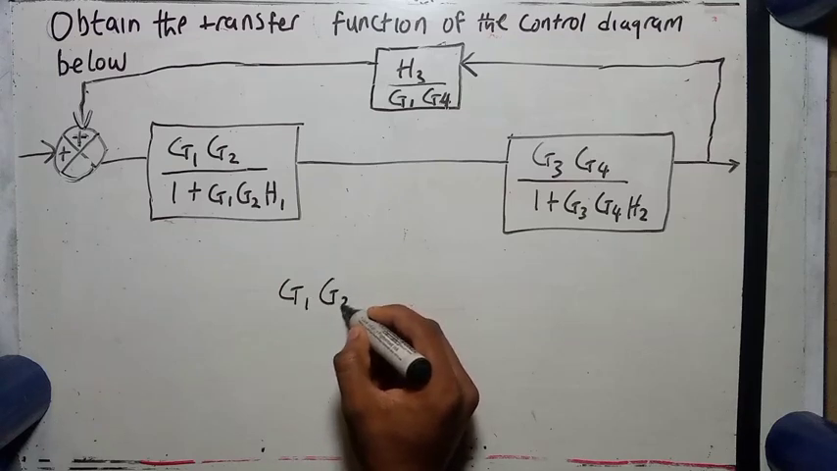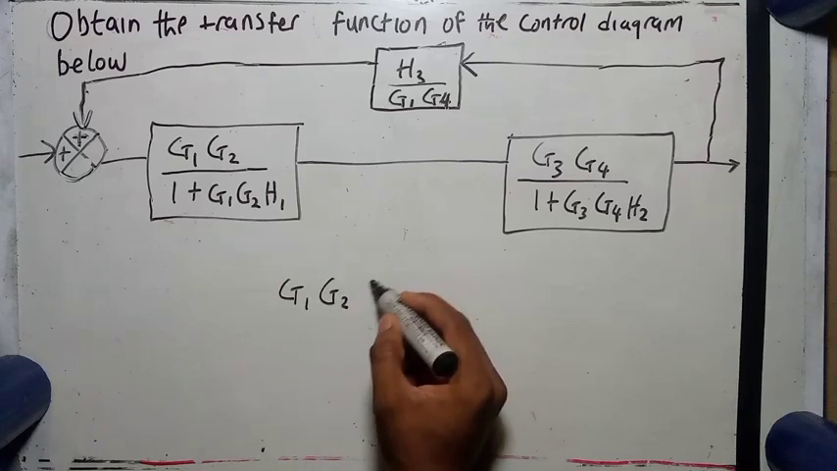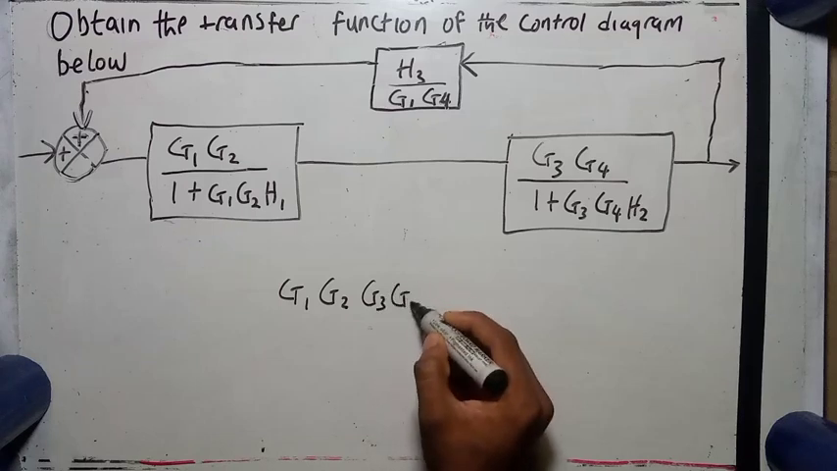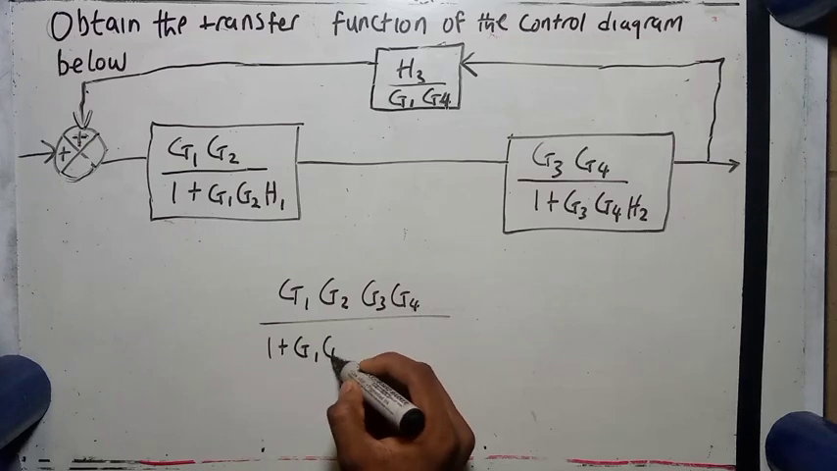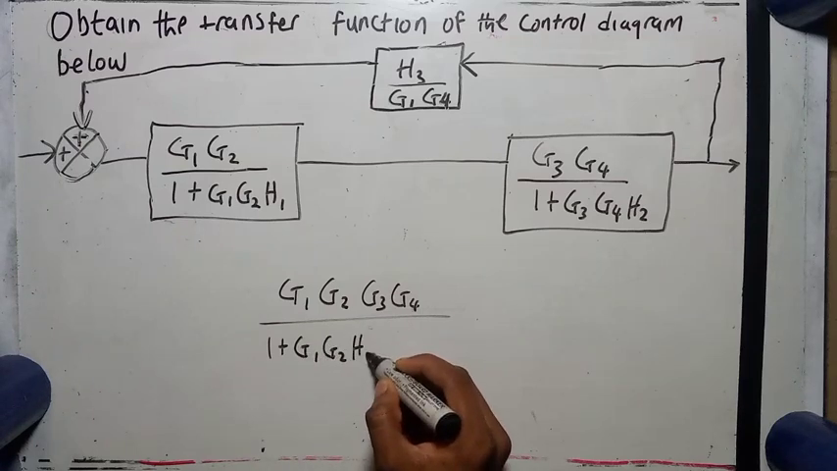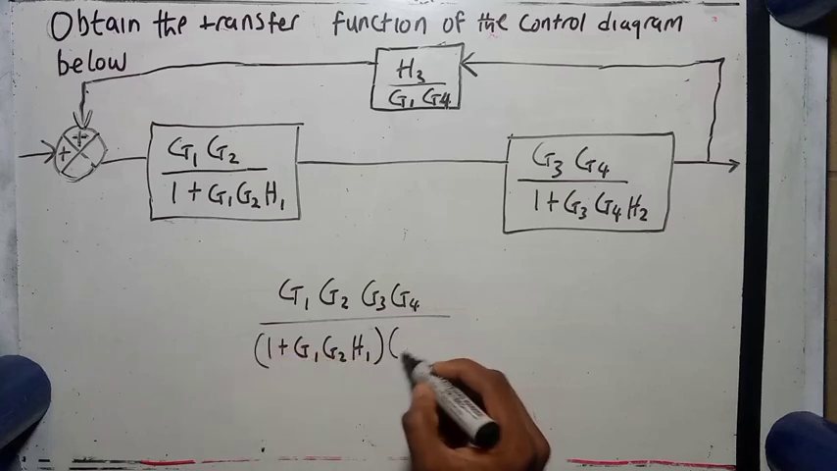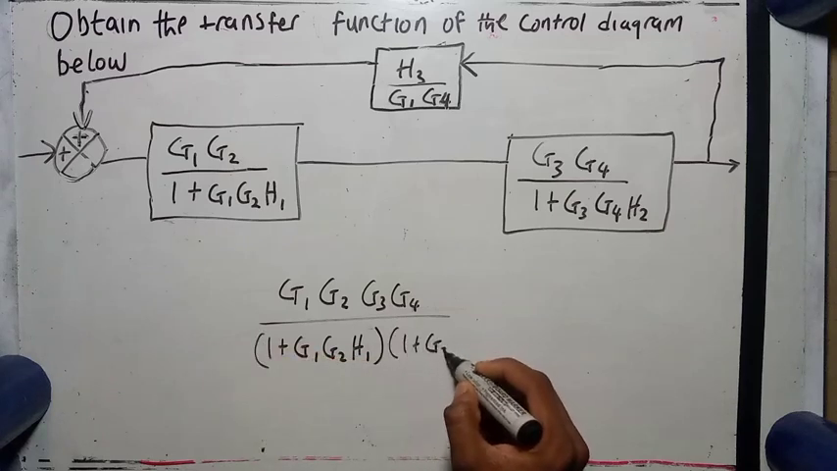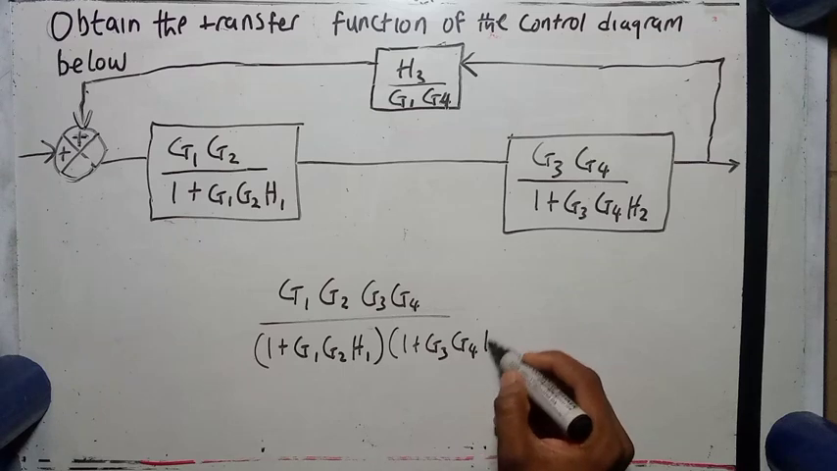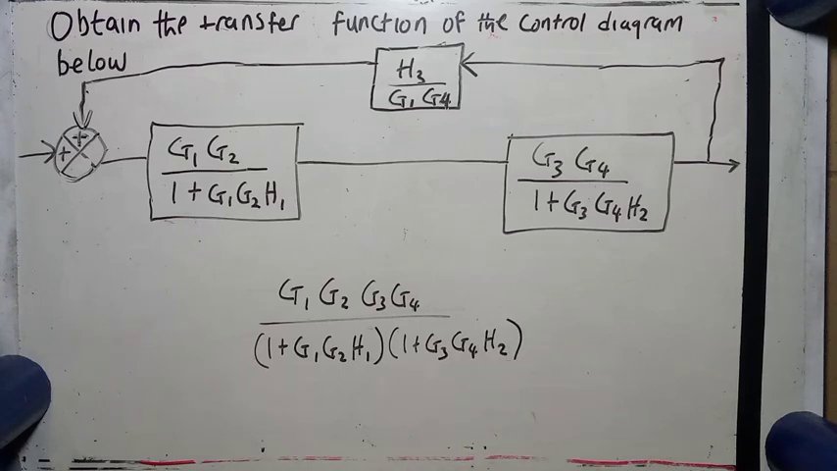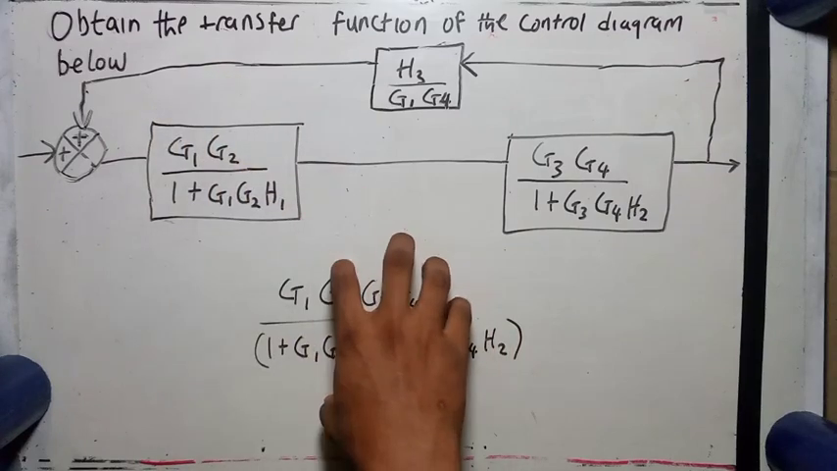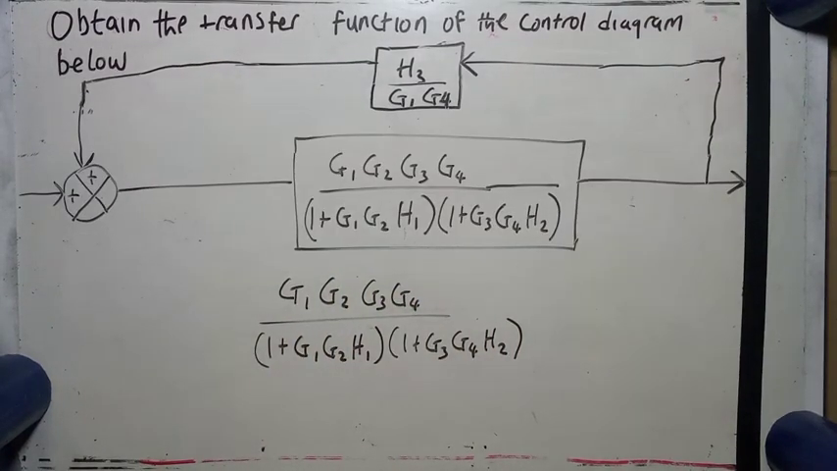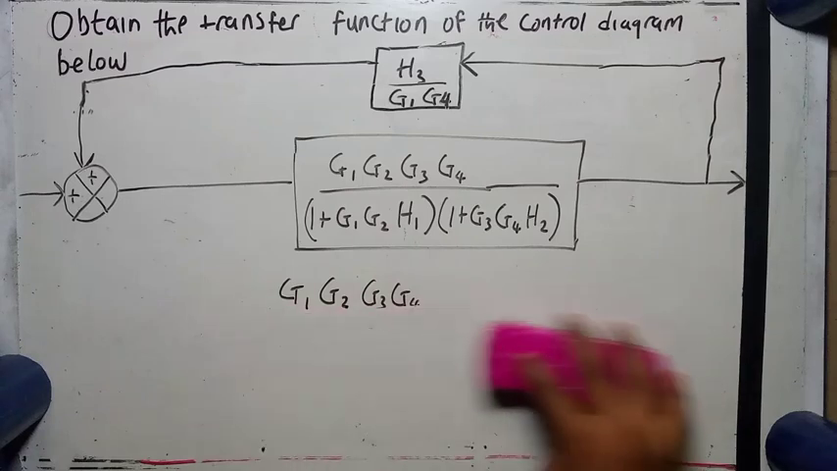G1, G2, G3, G4 over 1 plus G1, G2, H1 times 1 plus G3, G4, H2. Okay, so when we do that, we're going to be replacing these two with this. So we have succeeded in doing that.